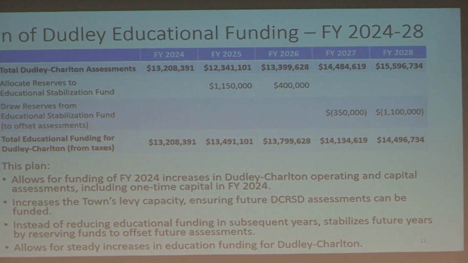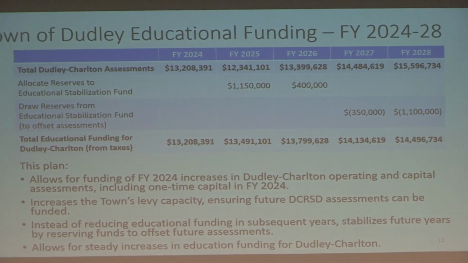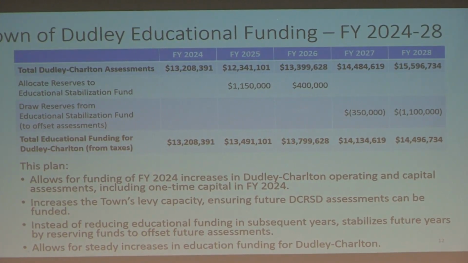This next slide shows introduction of what we're calling the Educational Stabilization Fund. So I already mentioned that $1.15 million, well, here's where it appears. The top row in this table are the assessments that I just mentioned a moment ago. They're in the bottom row of the prior table I showed you. Those are the projected assessments for the town of Dudley, for Dudley Charlton, over the 5-year period that we've talked about.